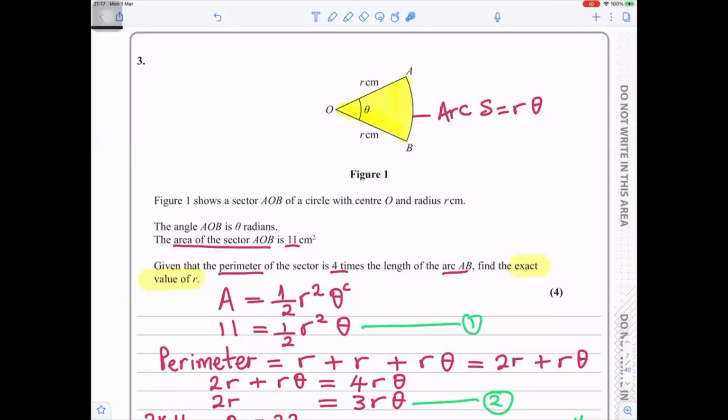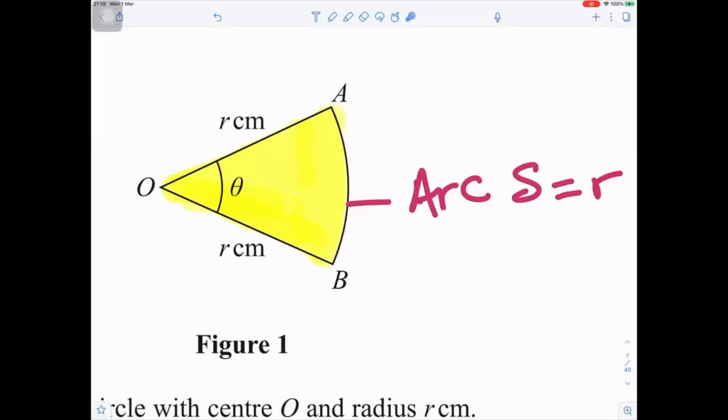Question number 3. Figure 1 shows a sector AOB of a circle with center O and radius r centimeters. Given that the perimeter of the sector is 4 times the length of the arc AB, find the exact value of r. So what the question is saying is that the perimeter, imagine you start from O, you walk to A, and then go around the arc to B and back to O. So O to A, down the arc to B, and then back to O. That gives you the perimeter.